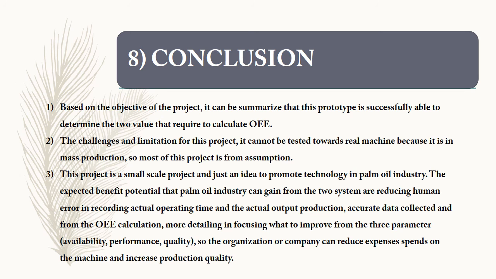The expected benefits that the palm oil industry can gain from the two systems are reducing human error in recording actual operating time and actual output production, accurate data collected, and from OEE calculation, more detail in focusing on what to improve from the three parameters: availability, performance, and quality. So the organization or company can reduce expenses spent on the machine and increase production quality.